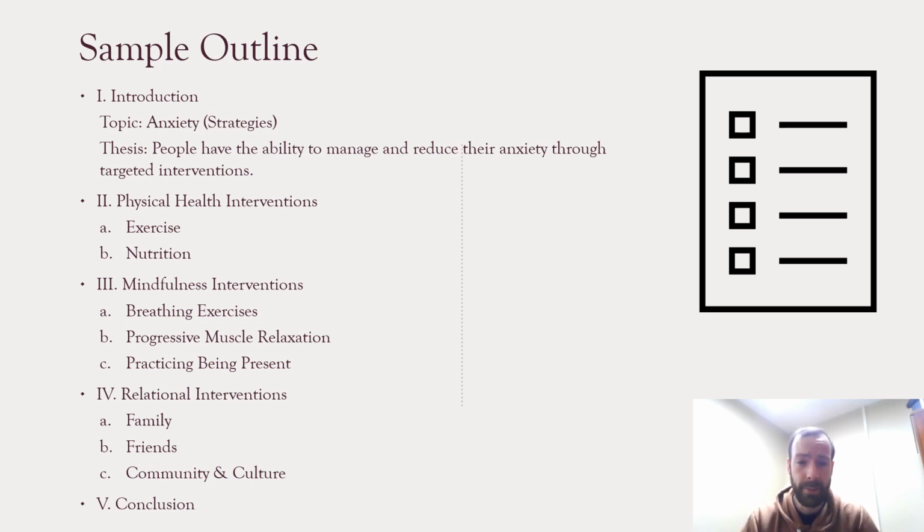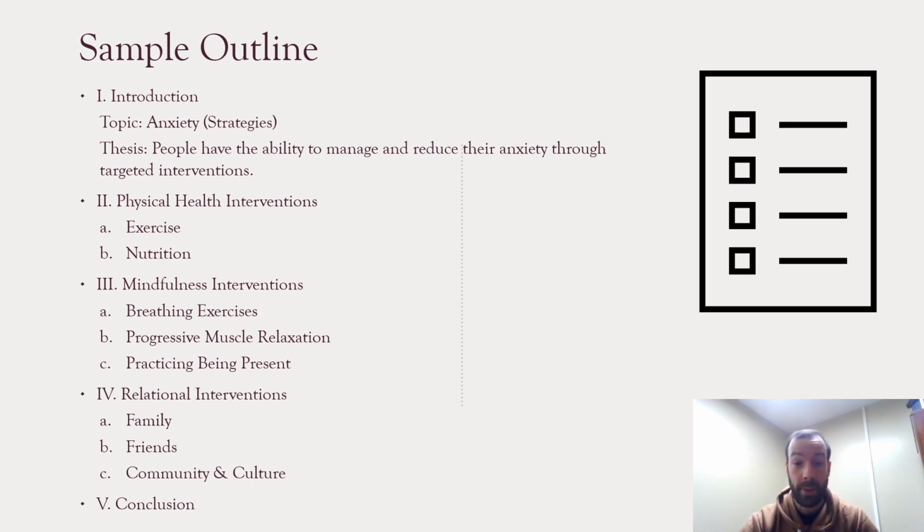For the third category of interventions, relational interventions, I've come up with 3 subpoints again: family, friends, community, and culture. I'm going to need a little bit of research behind each one of those. Each one should be in its own separate paragraph. And as always, my final point in my outline is the conclusion. And I don't really need extra notes for that. Conclusion's a summary. I'm not stating anything new.